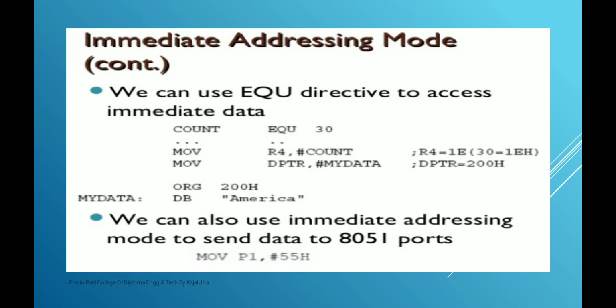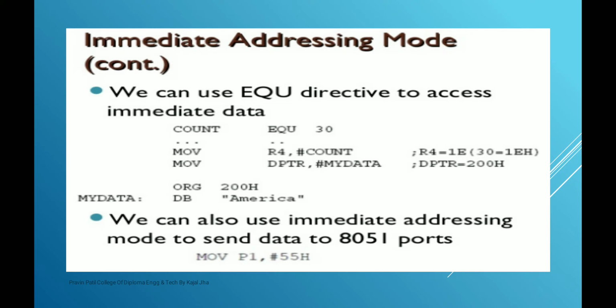Then in immediate addressing mode, we can use the EQU directive to access the immediate data. Okay, so COUNT EQU 30. That means if we see the next instruction, MOV R4, #COUNT, then it loads 30. Okay, so R4 is 1EH, that is 30. Then MOV DPTR, #MYDATA. So DPTR is loaded with 200H, because ORG starts from 200H and MYDATA is equal to DB, that is data byte, America.